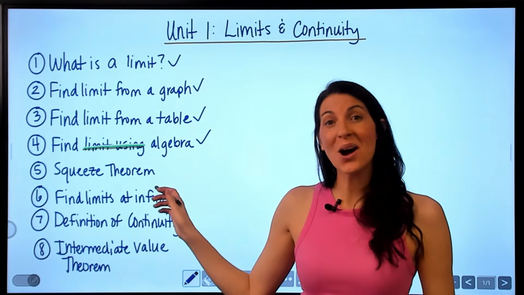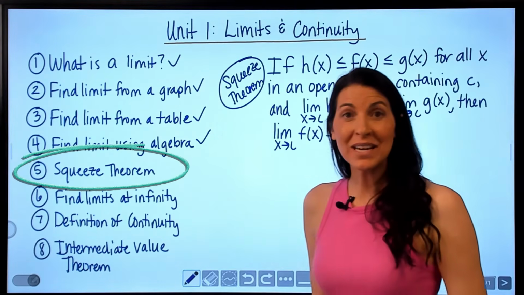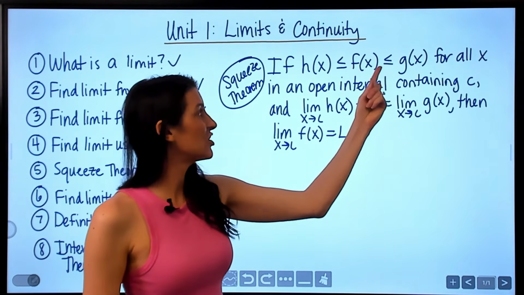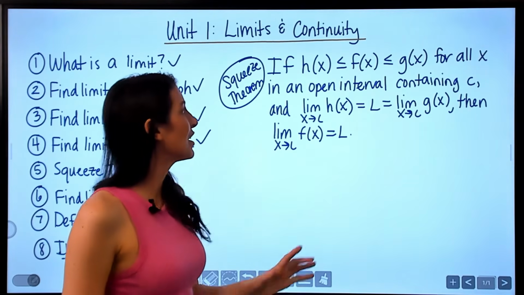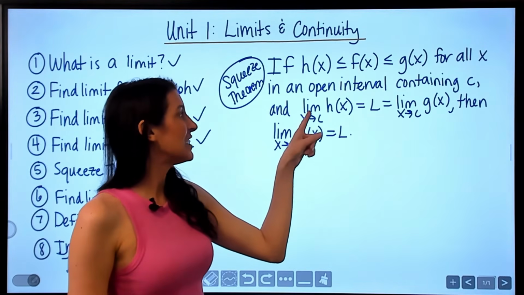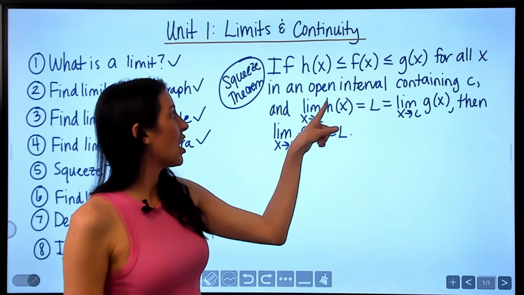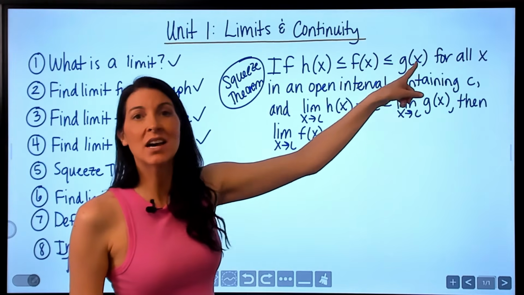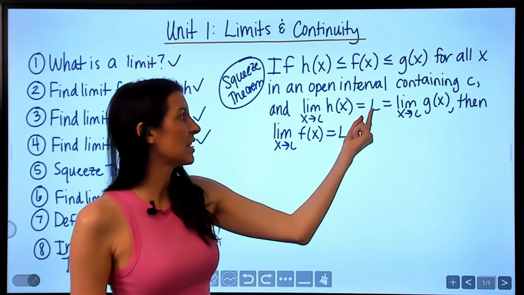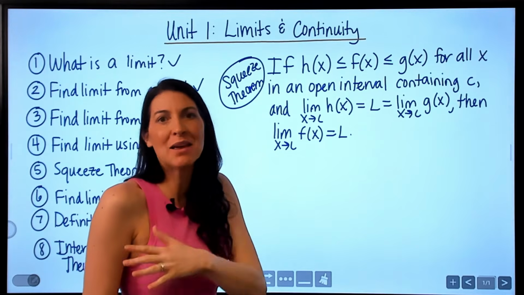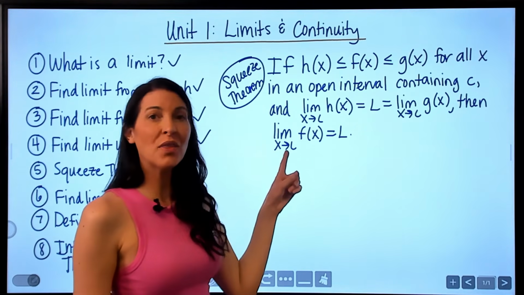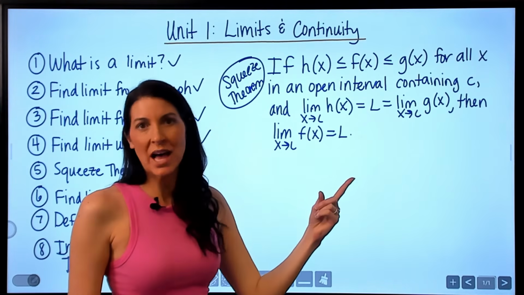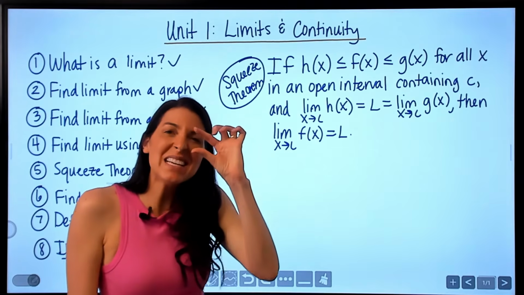All right, let's talk squeeze theorem. The squeeze theorem is if h of x is less than or equal to f of x is less than or equal to g of x for all x in an open interval containing C, and the limit as x approaches C of the lower function is equal to the limit as x approaches C of the upper function, so those limits are both equal, let's call that limit L, then you know that the limit as x approaches C of the middle function also has to equal L, because this function is squeezed in between the other two.